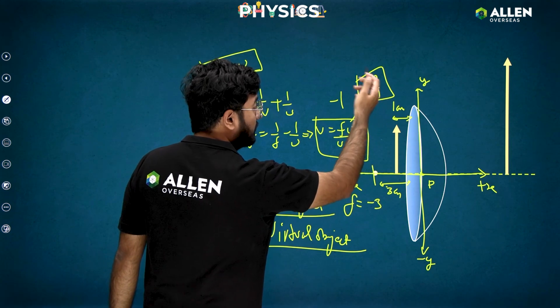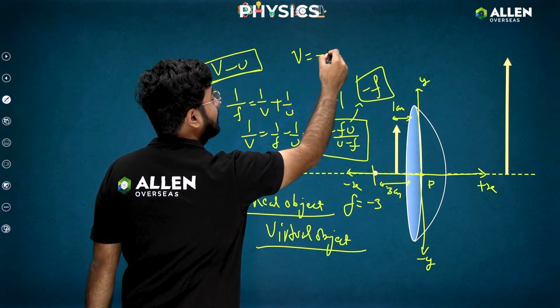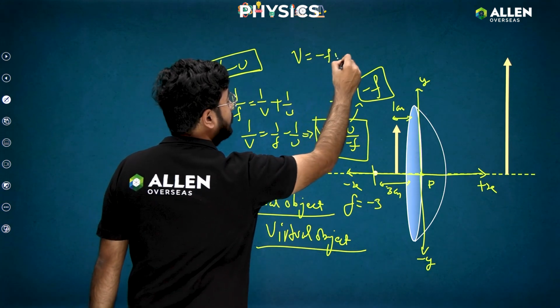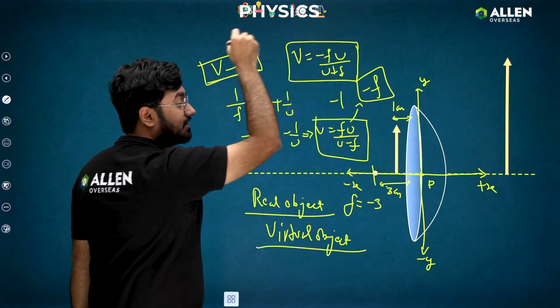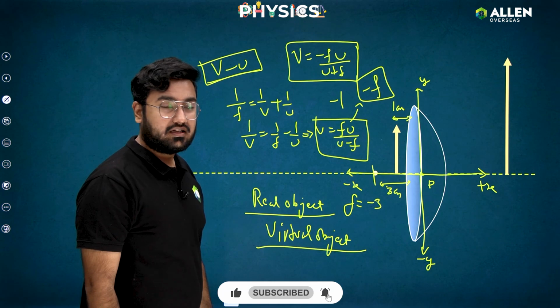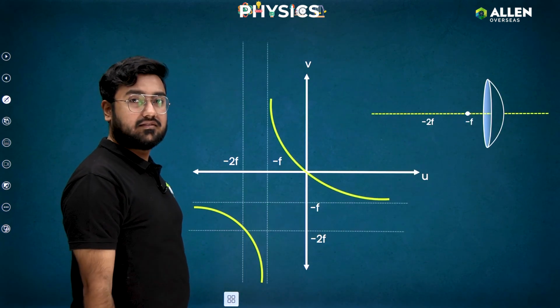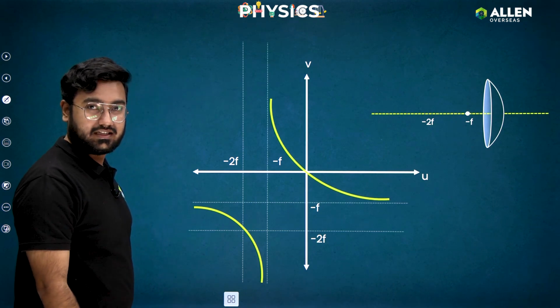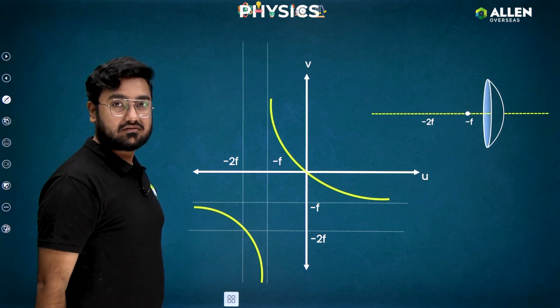So take it as minus f. So v will be equal to minus f u over u plus f. So we will be plotting the curve for this expression, right? How will this curve look? Something like this, right? And this curve is our agenda of the day, right?